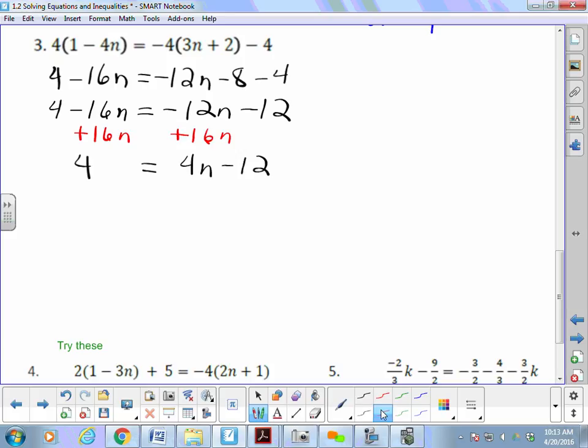So we add 12 to both sides, and divide by 4. So n equals 16 over 4, equals 4, excuse me. And then I could go to my calculator, type this in just as it is, wherever there's an n, replace it with 4 and check to make sure it's correct. And you want to do that.